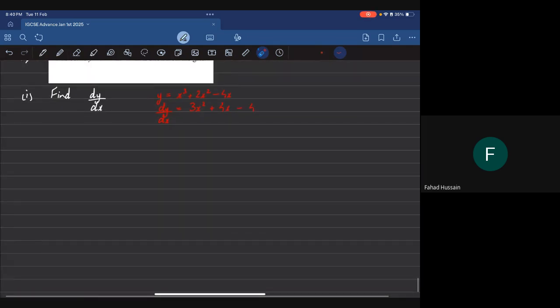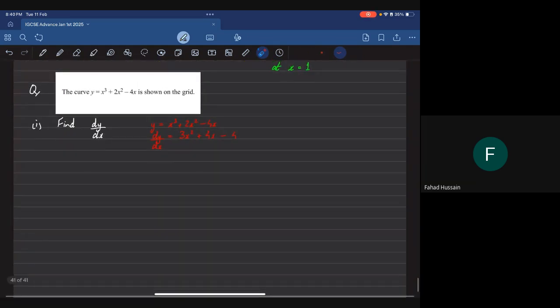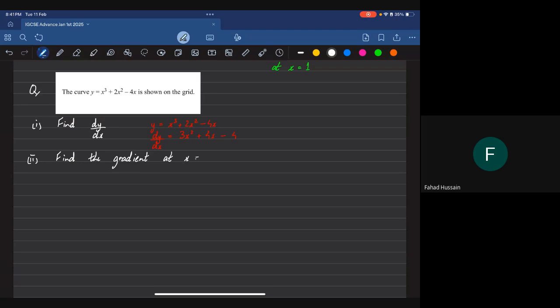All right. So now let's see if you guys can earn the bonus mark. Well done on this. Find the gradient at x is equal to 3. Whoever does it first gets the bonus mark. Does it first and does it correctly, like Fahad said.